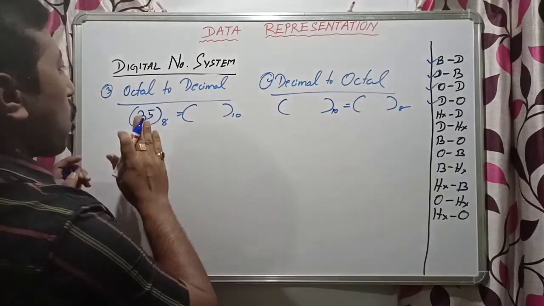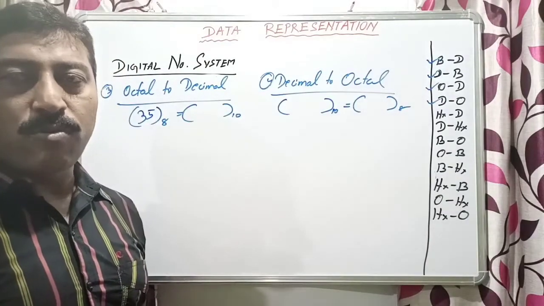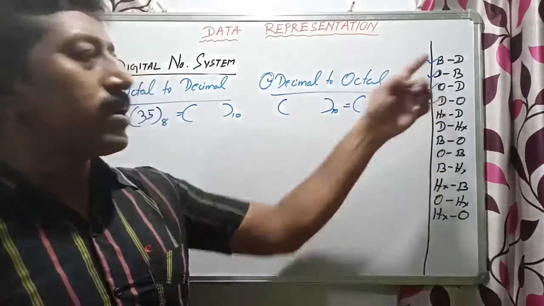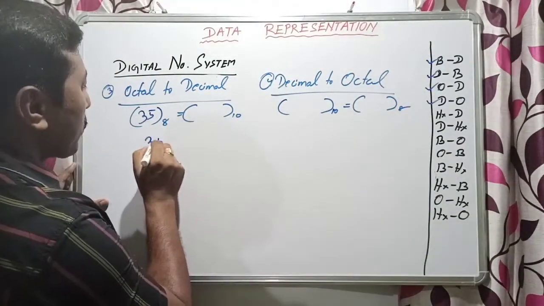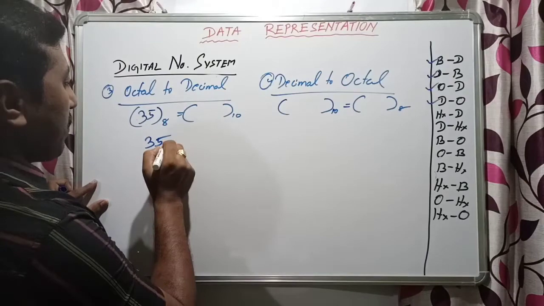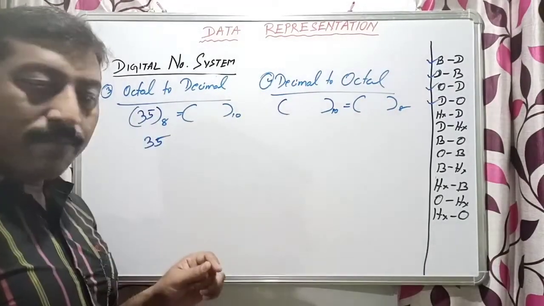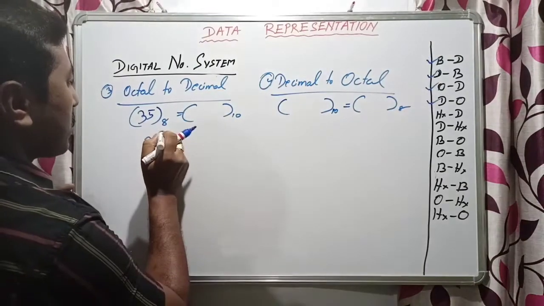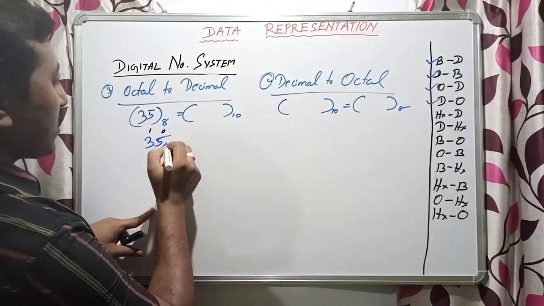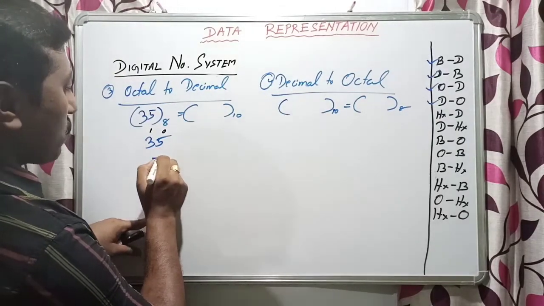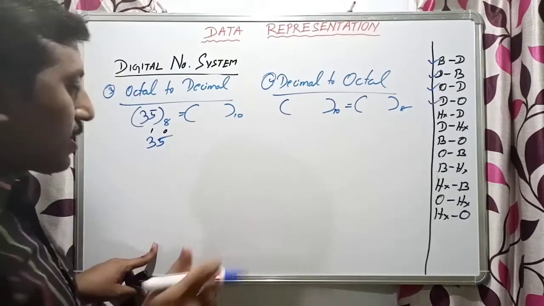In the case of octal to decimal, in the same process, we will follow the binary to decimal method. Binary to decimal method means which one? First the multiplication process. So we'll write here 35. After writing 35, just mark the positions. I am marking with a black pen. This is 0 and this is 1. So we can write like this: 5 into, first you can take this one also, or this 3 also.